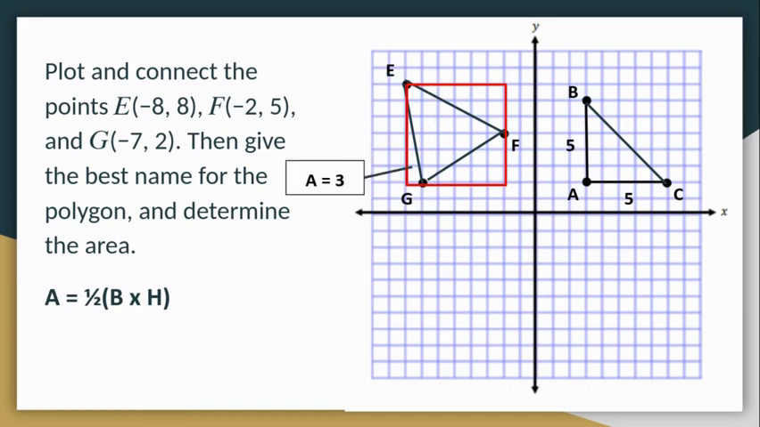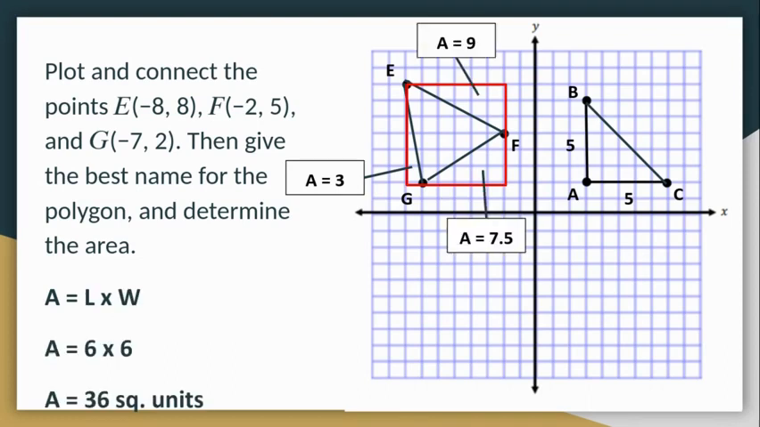Pause your video here while you find the area of the triangle connecting points F and G and the area of the triangle connecting points E and F. The next thing we need to do is find the area of the rectangle surrounding our triangle. This rectangle has a height of 6 and a base of 6. Using our area formula, area equals length times width, we find that this rectangle has an area of 36 square units.